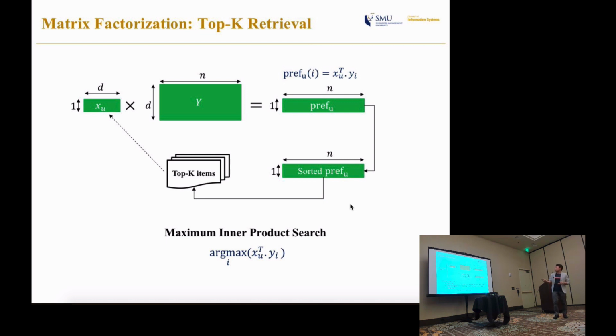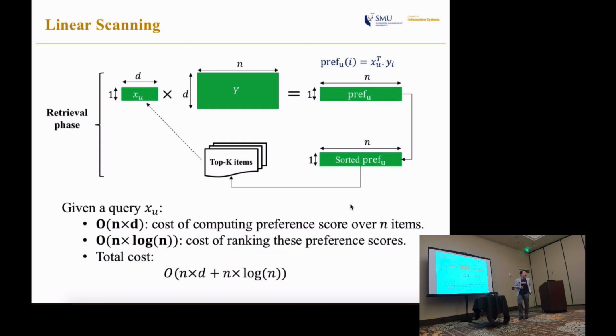Now, the existing approach, or at least what is most of the time presented in the papers, is essentially a brute force approach called linear scanning. Linear scanning means that we try every possible item. If there are n items, we multiply XU with n items. If there are a million of them, we do it a million times. The cost is the cost of computing the preference score and the cost of ranking them. Each has a factor of n, so the larger the number of items, the slower it is going to be. If time is not an issue, then it's not a problem. But for retrieval, time is an issue because you want to return the results in milliseconds.